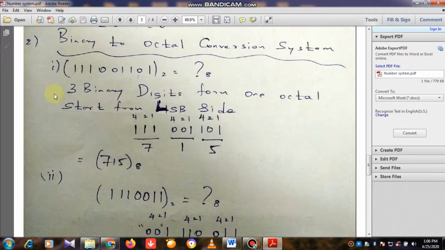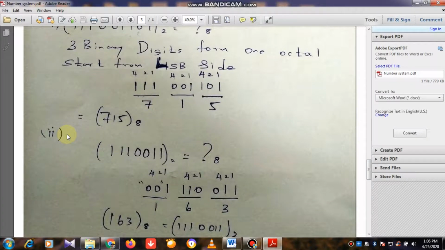Next one is octal. 3 binary digits, that is 1, 2, 3 and 1, 2, 3, form one octal digit. So you have to start from the LSB side. This is the most significant bit side and this is the least significant bit side. So I am starting from here. I am supposed to split the binary digits into groups of 3: 101, 101, 100, 100 and 111, 111. I am supposed to apply the 4 2 1 rule. So 4, 1, 5, 1 and 7. So the corresponding answer is 715 for the given binary number.